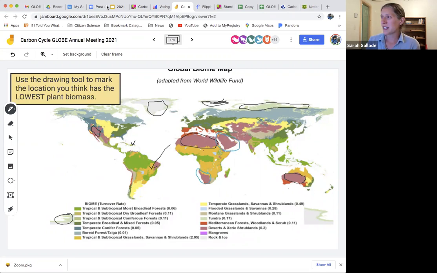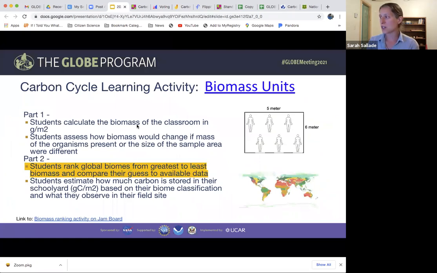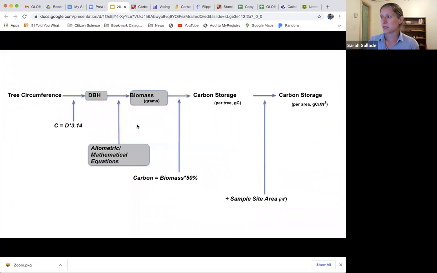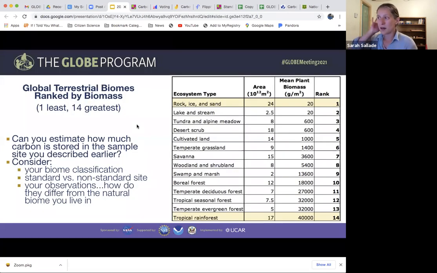So let's head back. You can look at people's responses there, and we're going to look at another data source. The names of the biomes are slightly different because it comes from a different group of scientists. But if you take a look all the way down here, the highest biomass in the world is in tropical rainforests. So a lot of those areas that people did highlight on your maps. And that has 40,000 grams per meter squared of biomass.